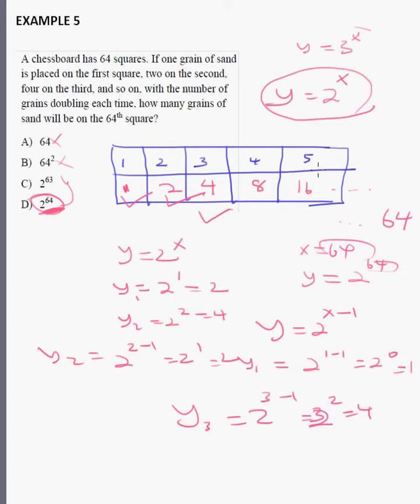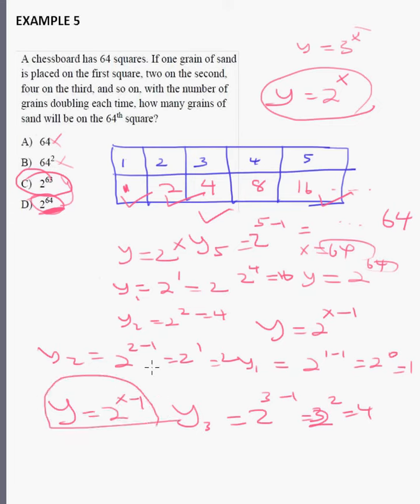It works. Let's play with 5. y5 is equal to 2 to the power 5 minus 1, which is equal to 2 to the power 4, which is equal to 16. That also works. So obviously you can see clearly that this here is your answer. The equation for this is y is equal to 2 to the power x minus 1. x has to go down by 1 for you to get this graph. That is how this graph is set up here.